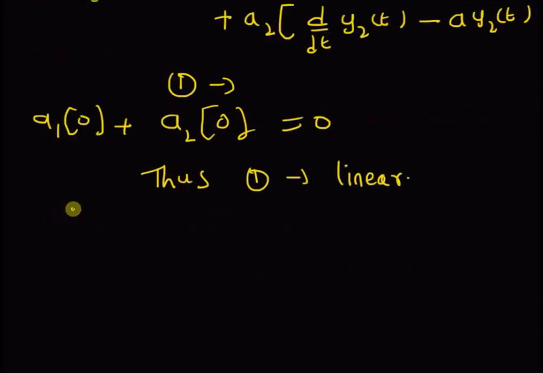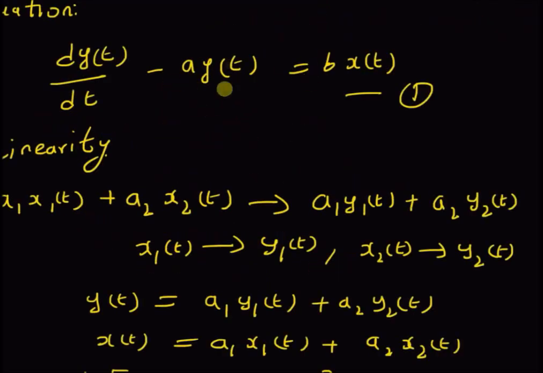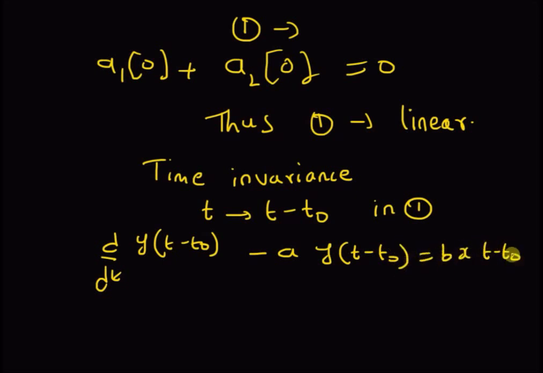Now let us look at the time invariance property. We replace t with t minus t naught, where t naught is a constant, in equation 1, that is in the definition of the difference equation. So we replace t with t minus t naught on both the left hand side and the right hand side. So we have the derivative of y of t minus t naught, minus a times y of t minus t naught, should be equal to b times x of t minus t naught.